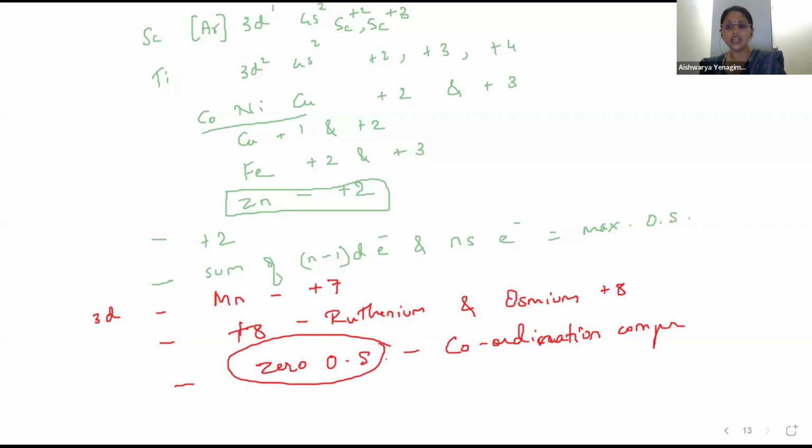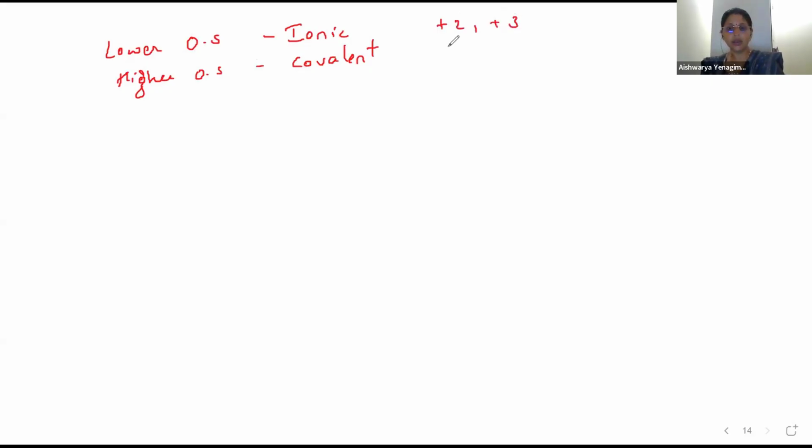So, transition elements in their lower oxidation states: that compound is ionic in nature. In higher oxidation states, it will be covalent. Please do remember. That is, Mn +2, +3 is ionic. Mn +7 is covalent.